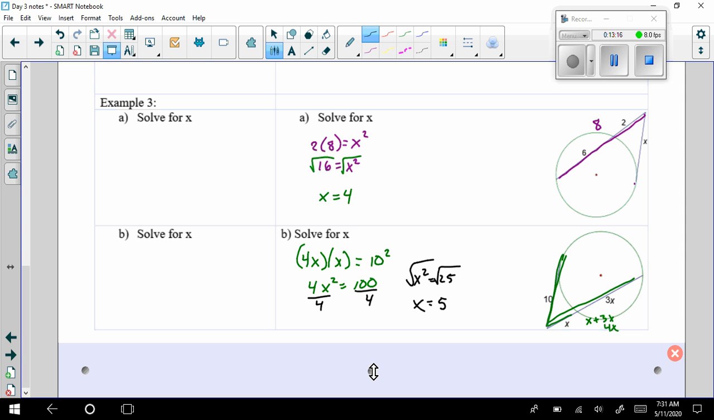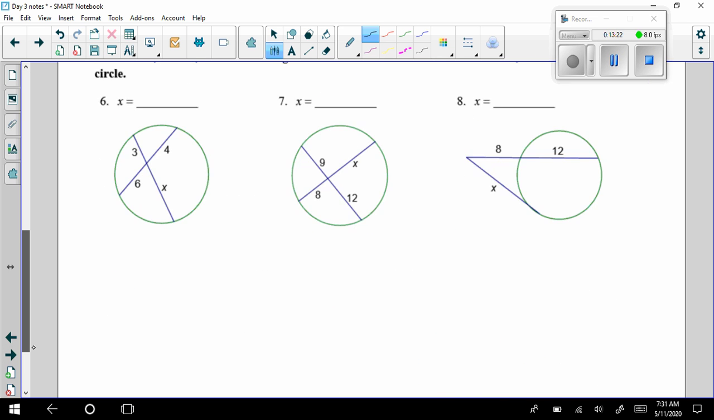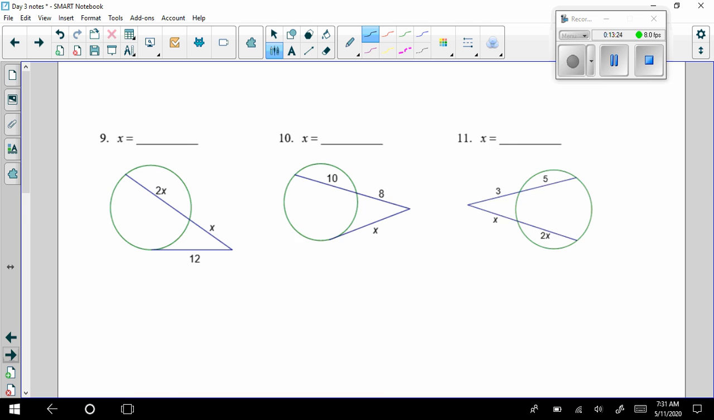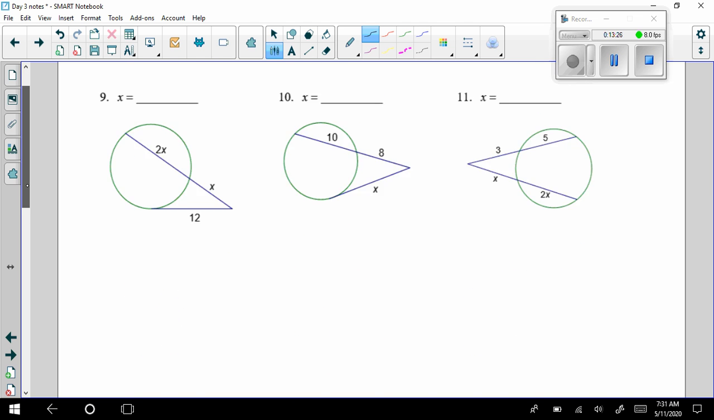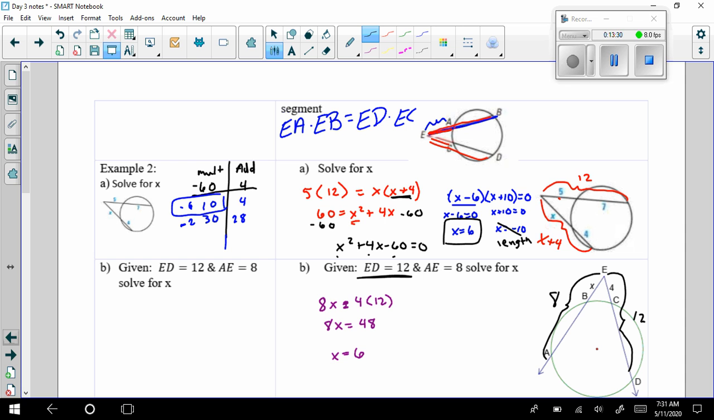Okay, and that is it. Following the notes is the practice problems, so go ahead and run through those. And that will wrap up our little mini unit on circles. And so we will take a quick like mini test, more of a quiz over this stuff this week, and move on to area and volume.